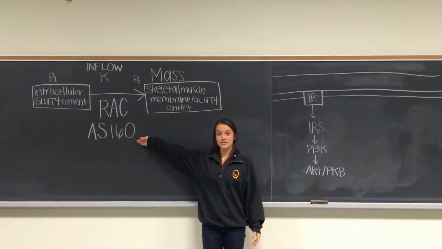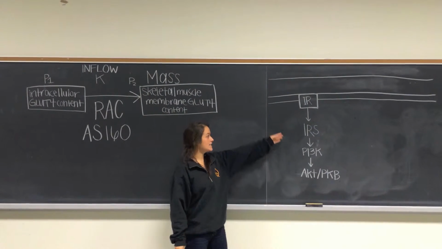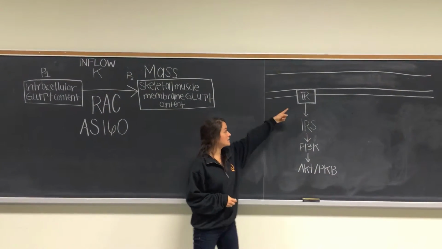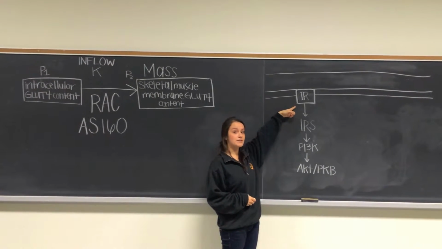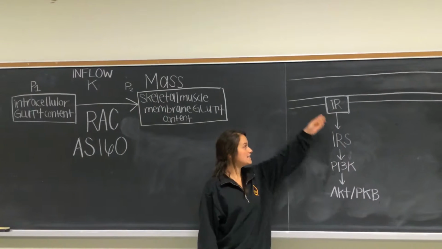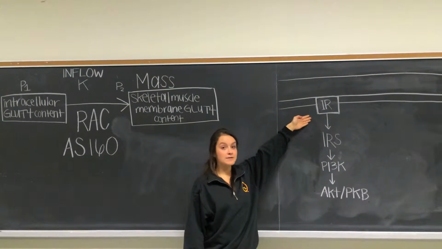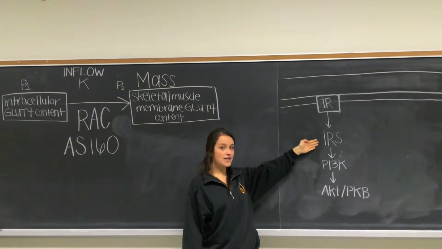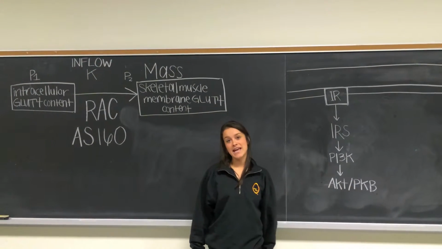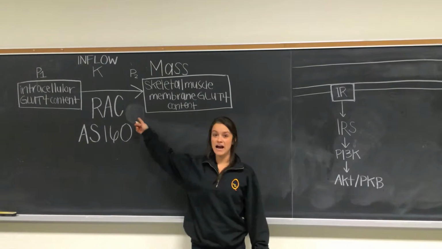Our conductance factors for inflow are controlled by the insulin signaling pathway. When insulin is present in the blood, it binds to insulin receptors on the skeletal muscle membrane, which ignites the insulin signaling pathway. When insulin binds to the receptor on the skeletal muscle membrane, this activates IRS in the skeletal muscle and in turn PI3K. PI3K is responsible for activation of RAC.